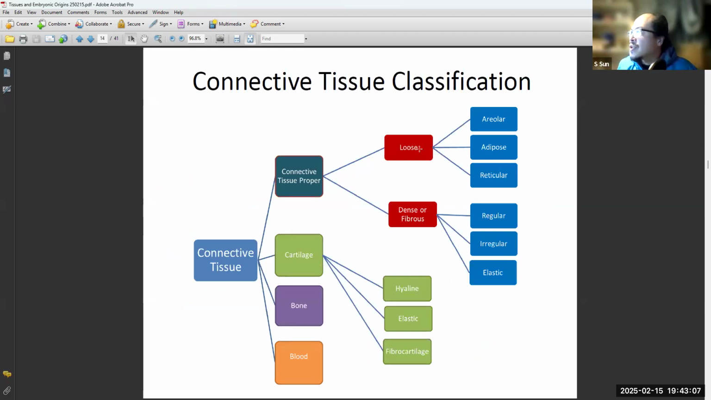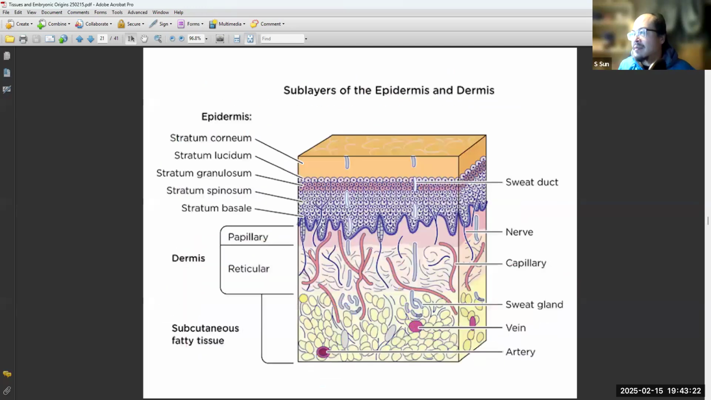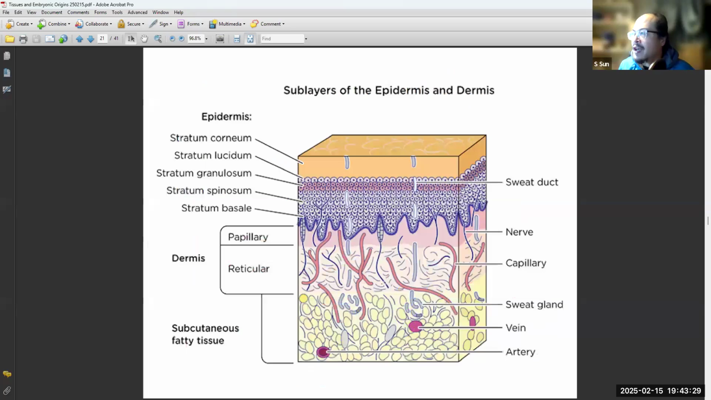Papillary is more like loose connective tissue. The dense connective tissue is located underneath that. And in all these, you don't see much of cells. You see matrix. So here is the matrix. You don't see much of cells. The primary cells in these connective tissues are fibroblasts. Those are the ones producing this matrix.